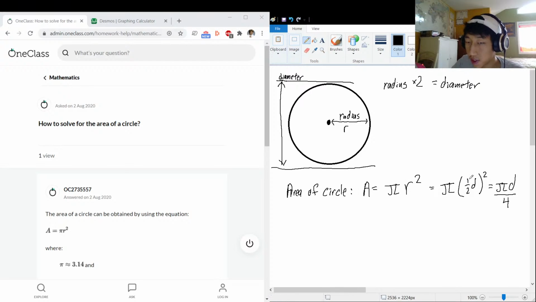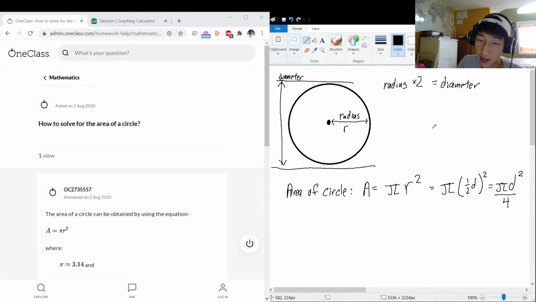Okay, so these are different ways that you can solve. You're going to want to use this one, diameter squared divided by 4 times pi, or you can just do pi times r squared. Oh, that should be diameter squared. My bad.